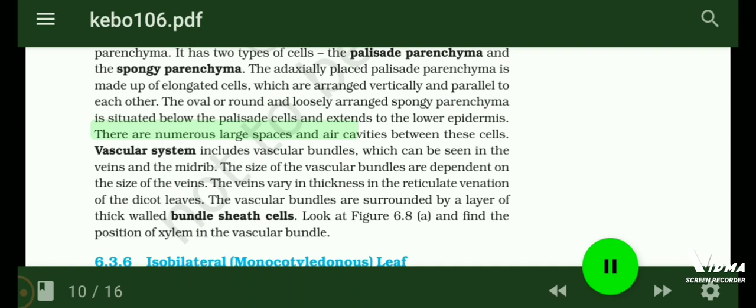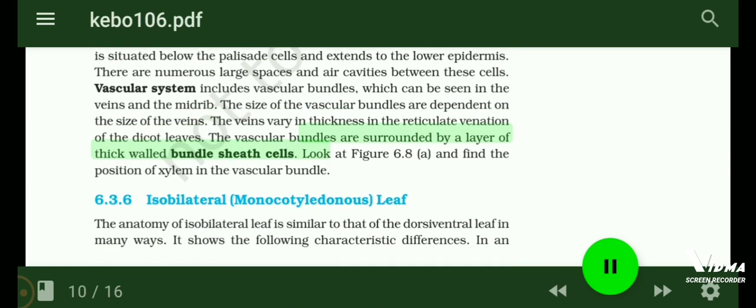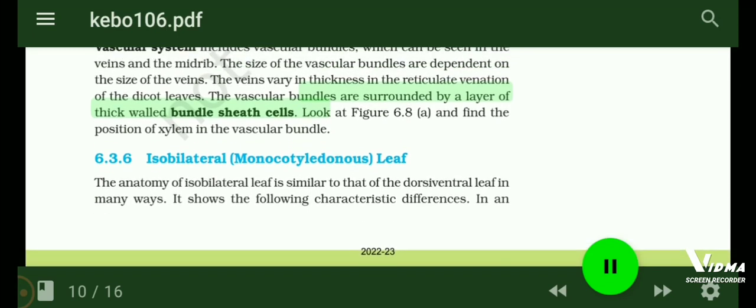Vascular system includes vascular bundles, which can be seen in the veins and the midrib. The size of the vascular bundles depends on the size of the veins. The veins vary in thickness in the reticulate venation of the dicot leaves. The vascular bundles are surrounded by a layer of thick-walled bundle sheath cells. Look at figure 6.8a and find the position of xylem in the vascular bundle.